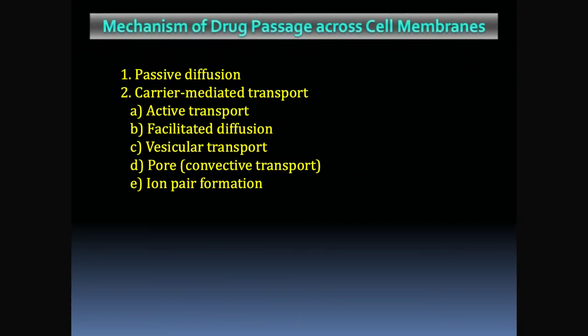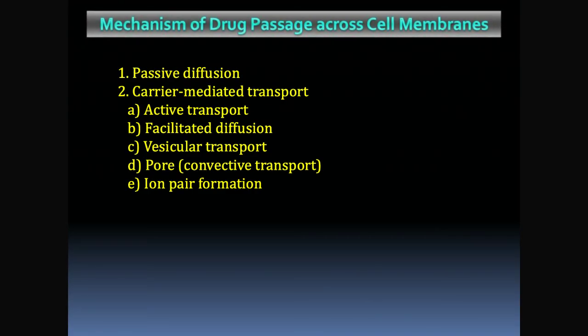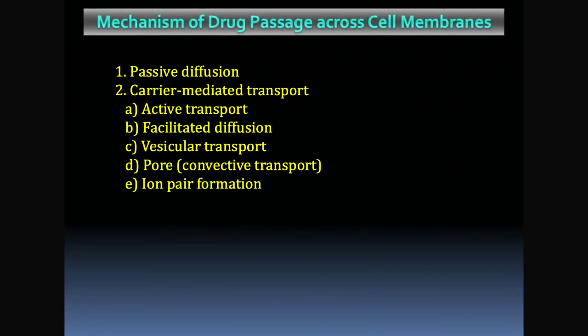Beyond these, we must account for vesicular transport for bulk movement, convective transport through aqueous pores, and ion pair formation, which chemically masks a molecule's charge to enhance its lipophilicity. Observe the technical diversity here. Do you see how a drug's specific chemical structure dictates whether it will passively slip through the membrane or require a high-energy carrier system?